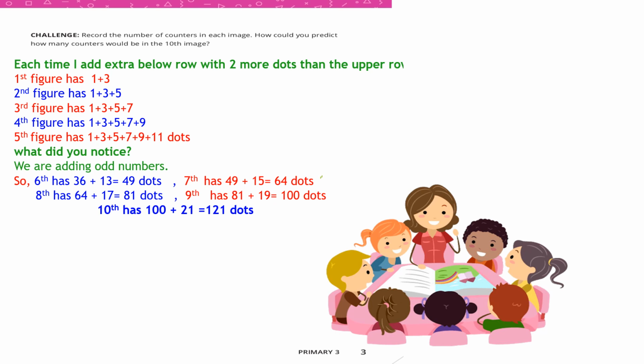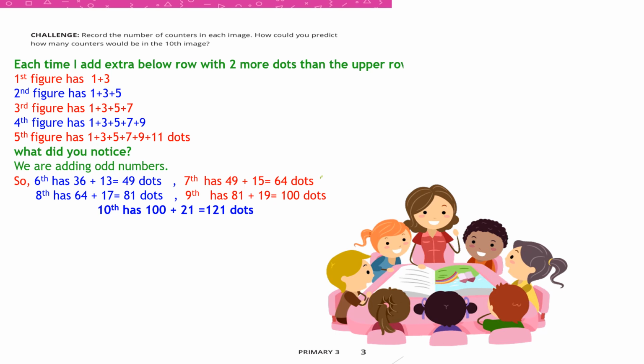Fourth, 1 plus 3 plus 5 plus 7 plus 9. Fifth, 1 plus 3 plus 5 plus 7 plus 9 plus 11. Each time I will add the next odd number. In the fifth image, all dots are equal 36.